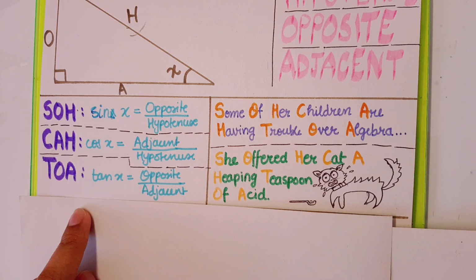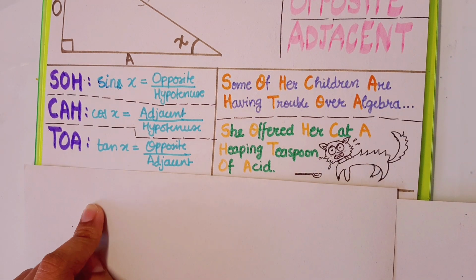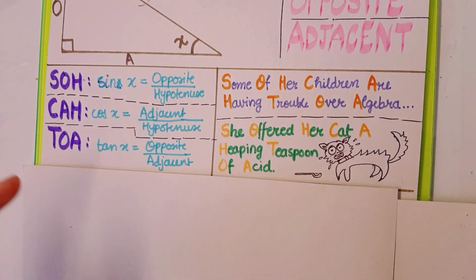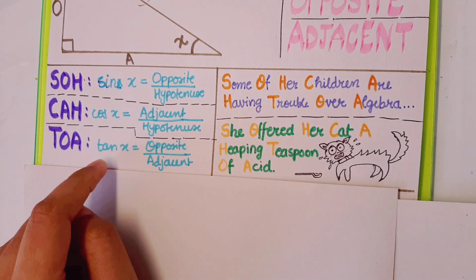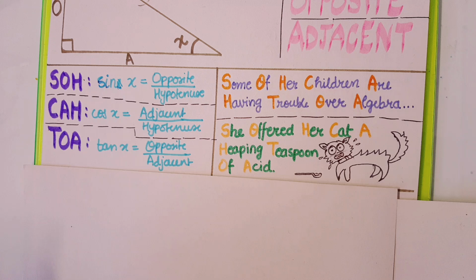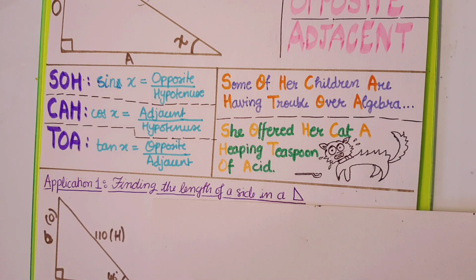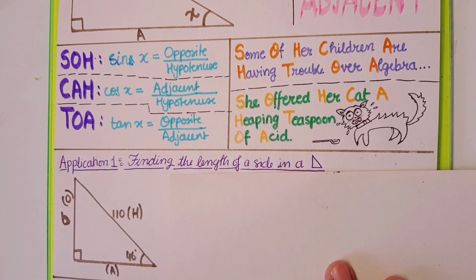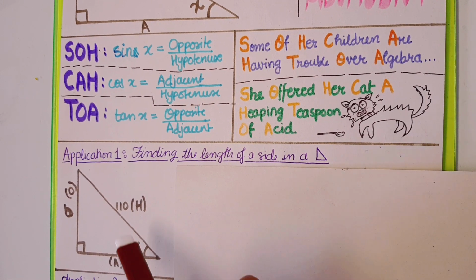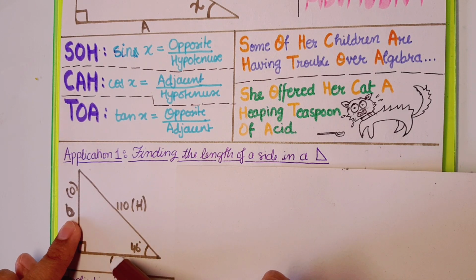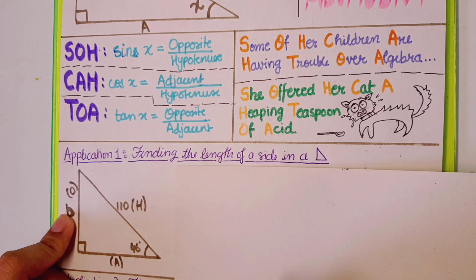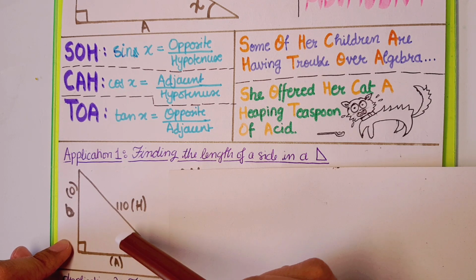So, now I would like to move on and show you how we can use these three equations in two applications. Right, so the first application is finding the length of a side in a right angle triangle. So we're given a triangle over here, and we have to find this side over here, and let's just call it B. And the first step is defining the sides of the triangle, right?